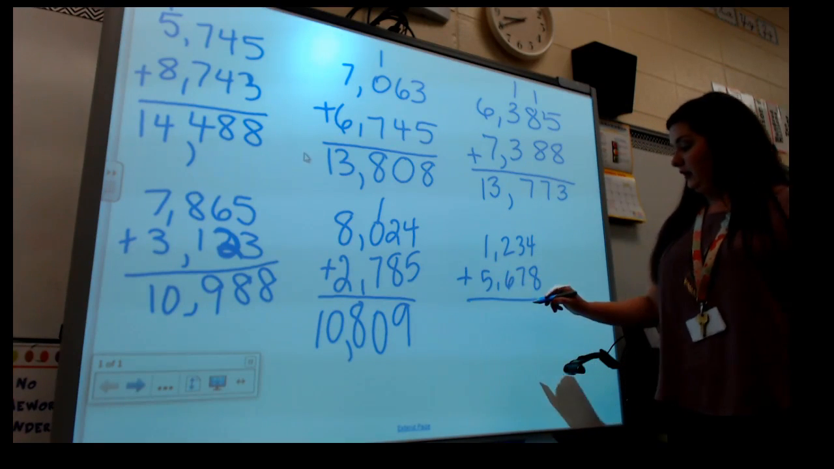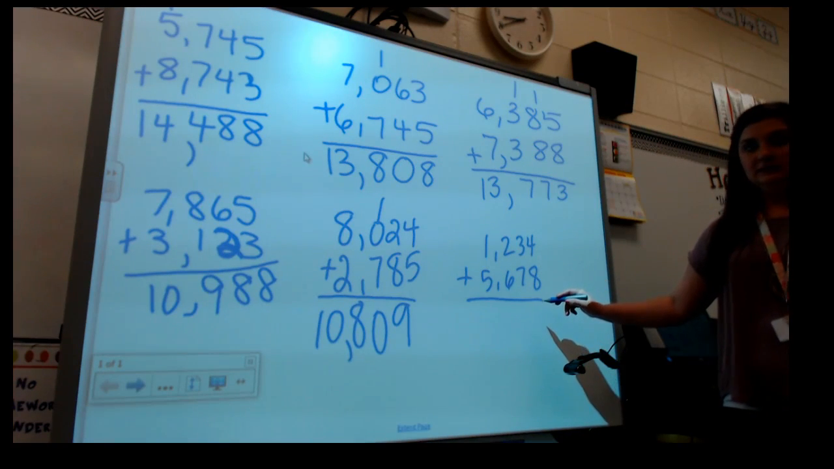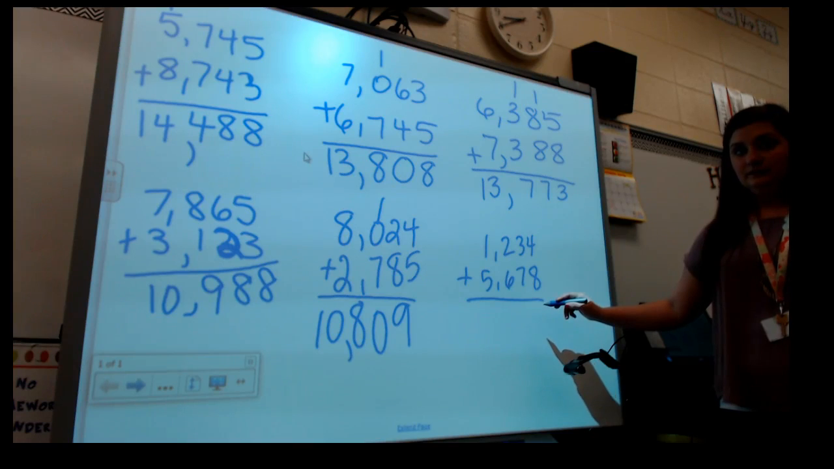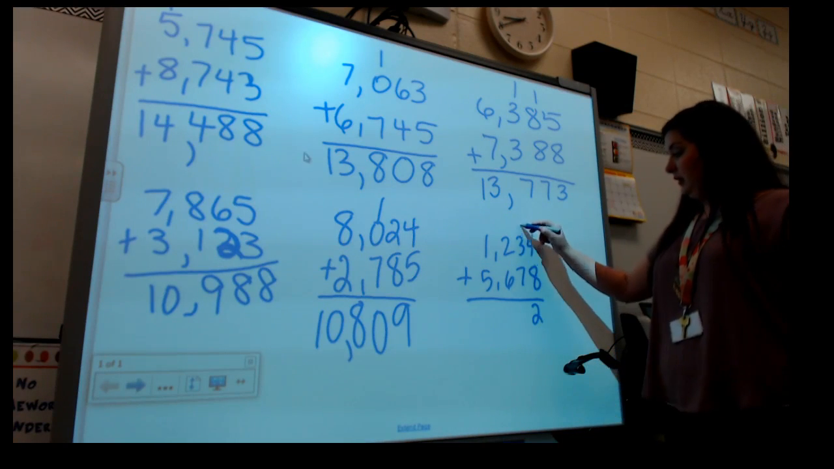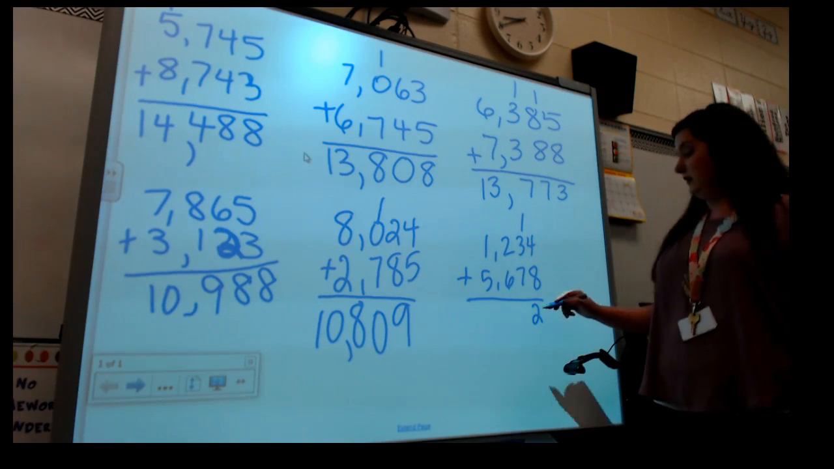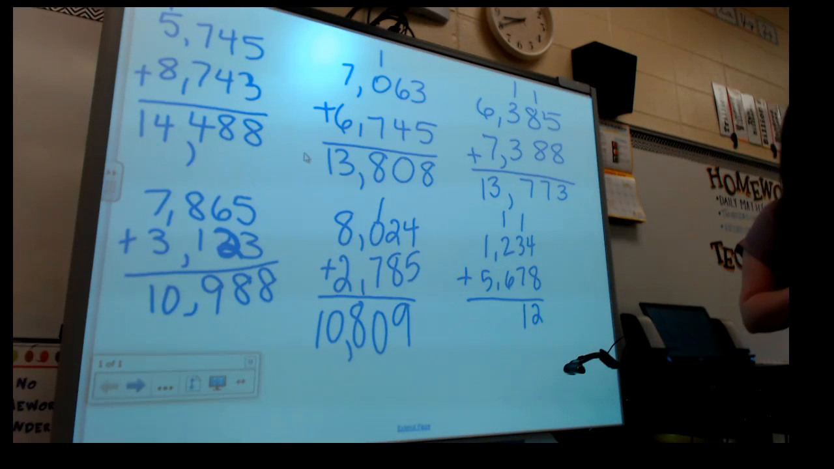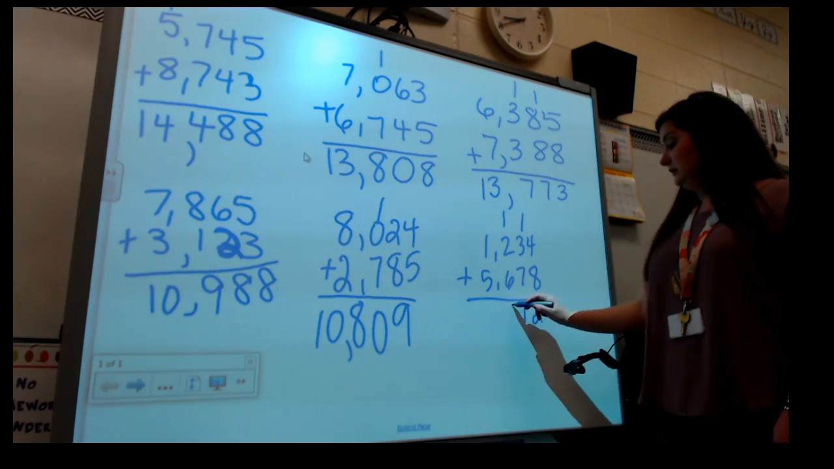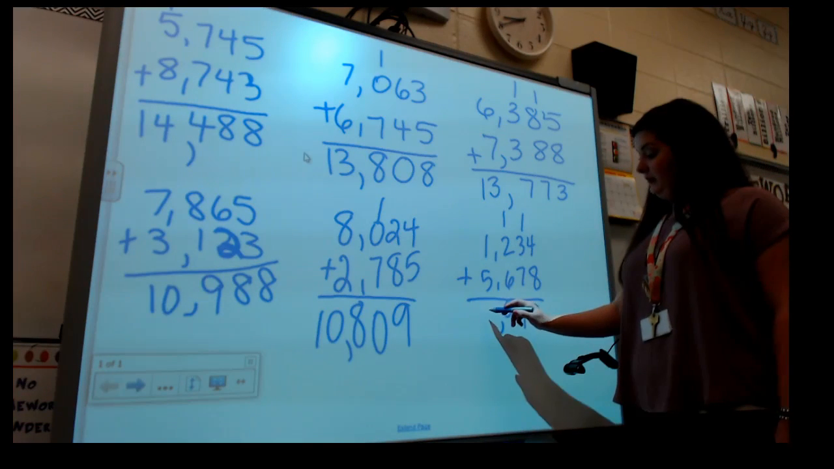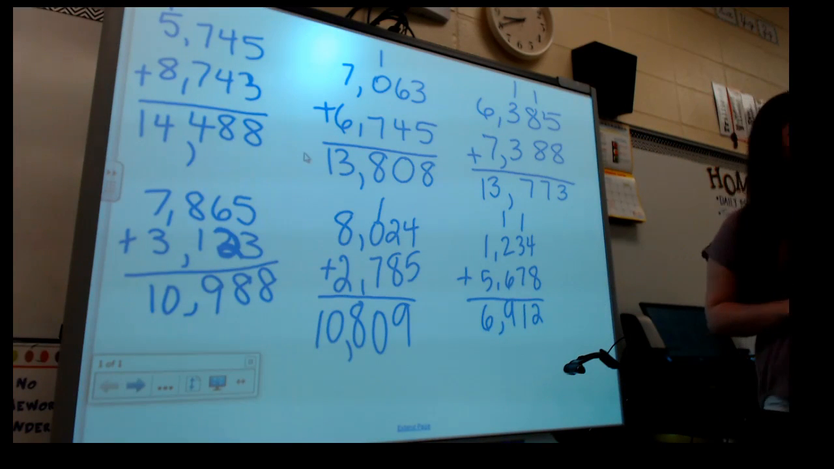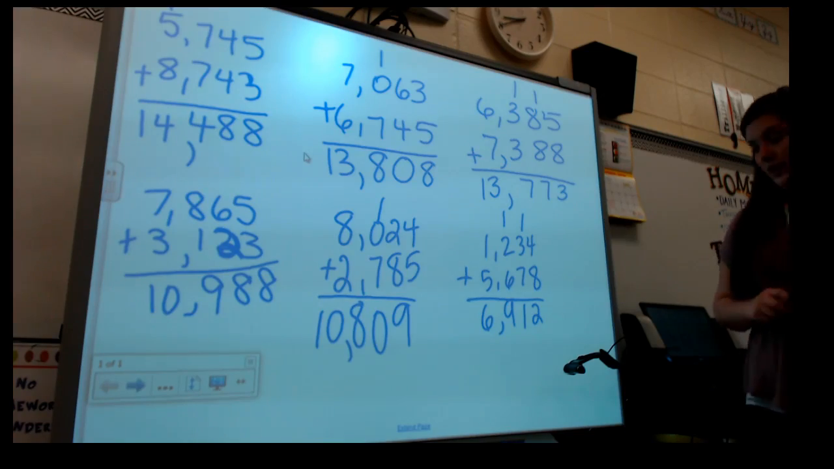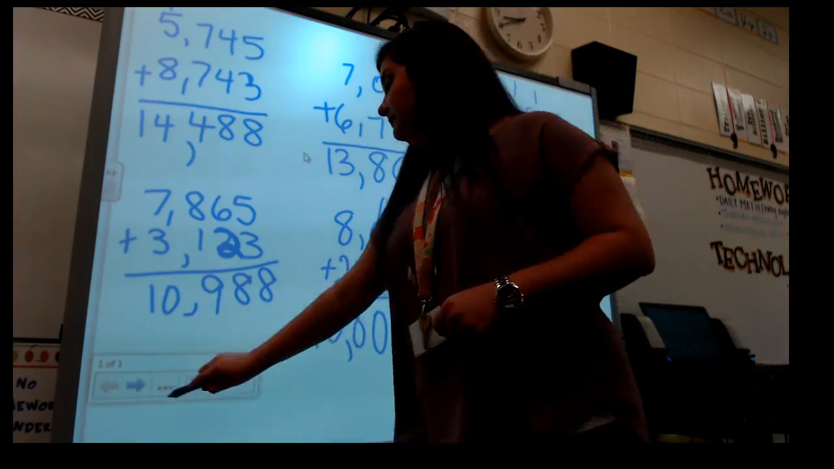Add those together. When I do 8 plus 4, I get 12. Put 2. Carry my 1. 7 plus 3 is 10. Plus 1 is 11. Carry my 1. 6 plus 2 is, plus 1 more is, bring down my comma, and 5 plus 1 is 6. Does everybody understand those? Yes, ma'am. All right, let's move on to the bottom.